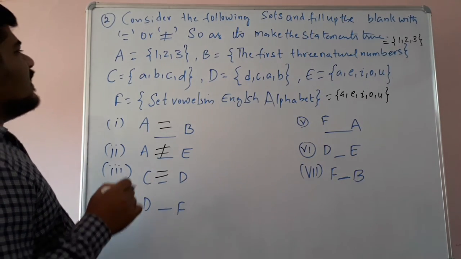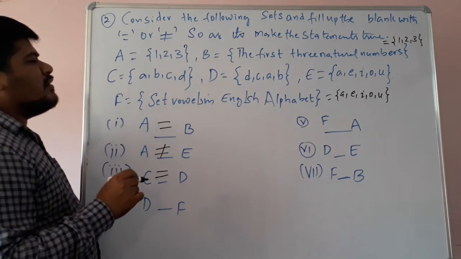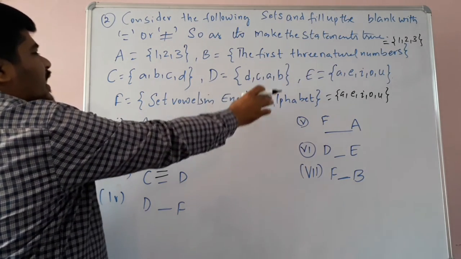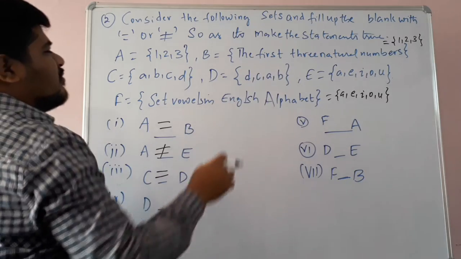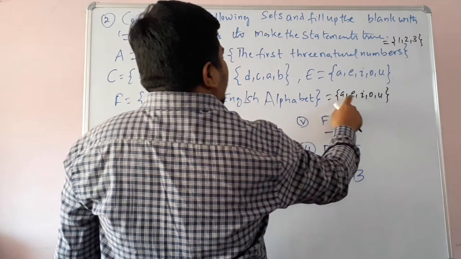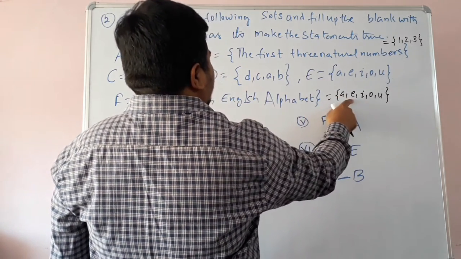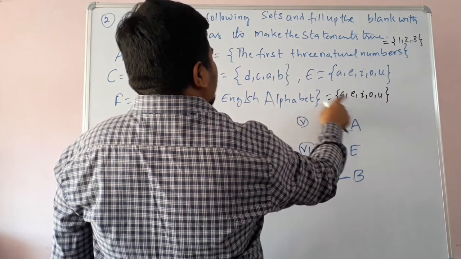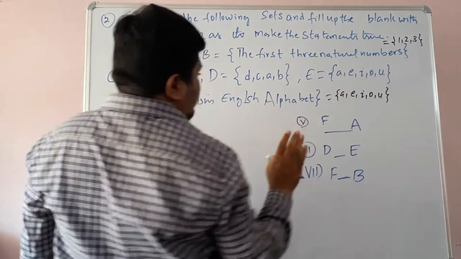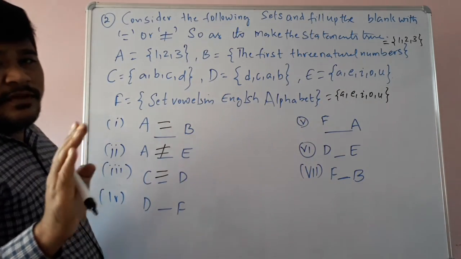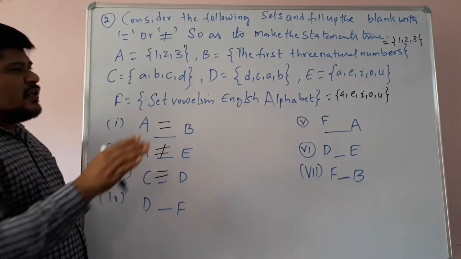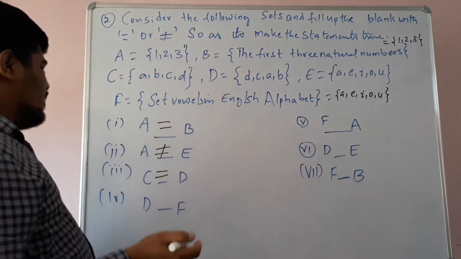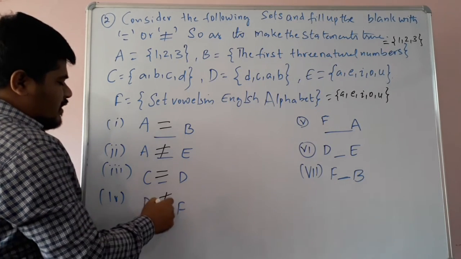D dash F. D is D, C, A, B. Okay. And F is the English alphabet vowels, A, E, I, O, U. D, C, A, B. A, E, I, O, U. D is here, D is not here in this set. Okay. A is there. Fine. C is here, C is not there. B is here, B is not here. So it's the same elements must be there. Okay. It must have the same elements, children. These two sets are not having the same elements. D and F, so both are not equal.